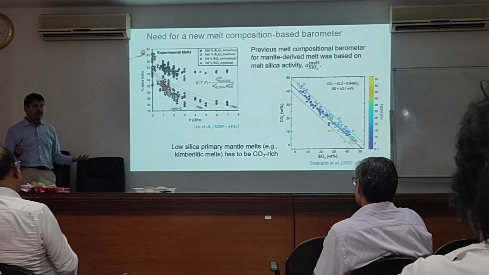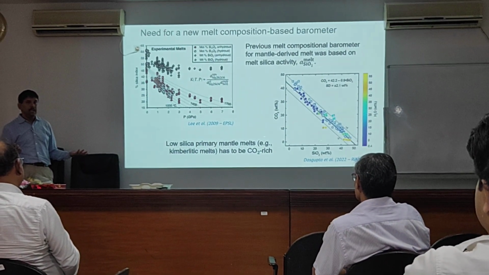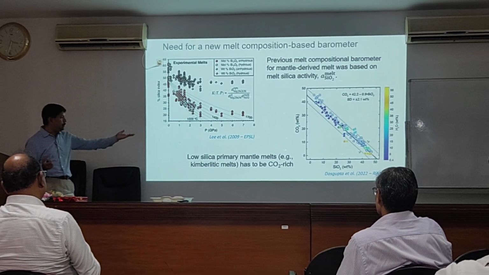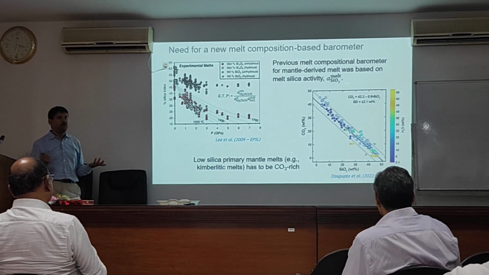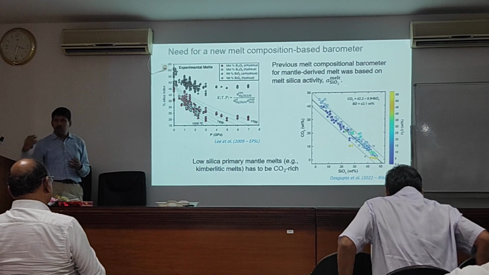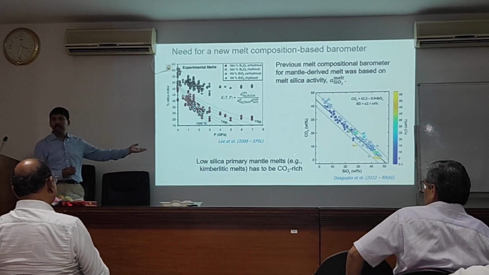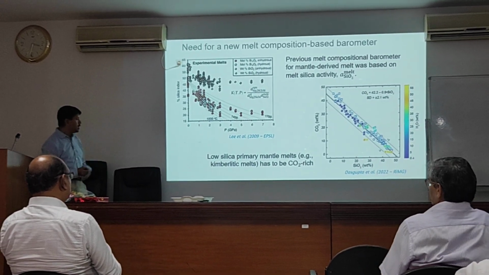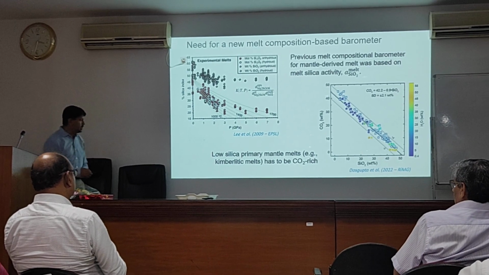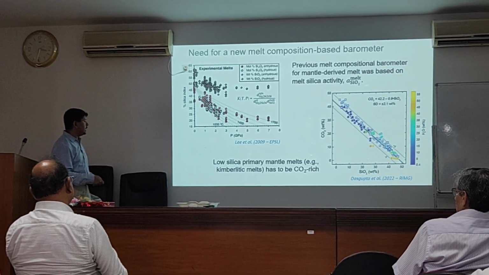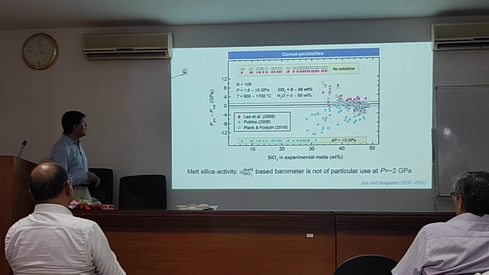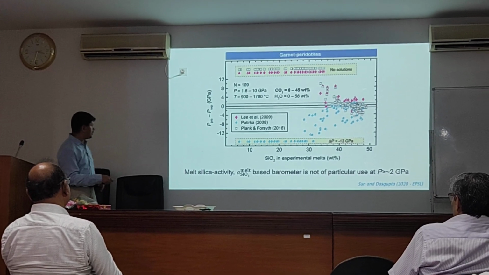So you can get some numbers if you try to apply a silica activity-based parameter to kimberlites. You will just get spurious data, because it may be a real pressure effect, or it may be simply a CO2 effect. Right? So we need to do something different. We need to not rely on this silica activity-based parameter. And this is basically the point I was just trying to make.